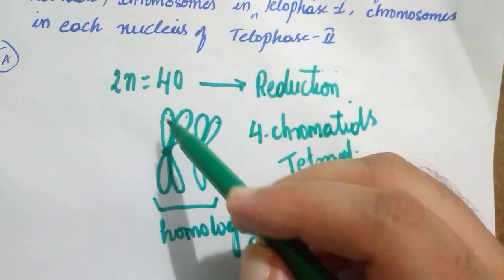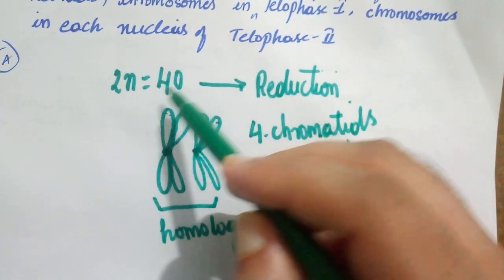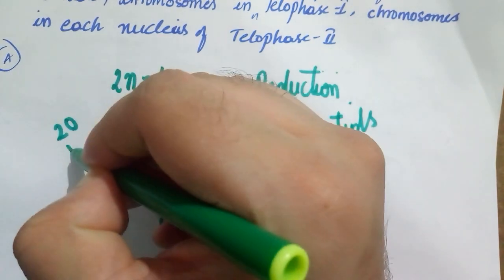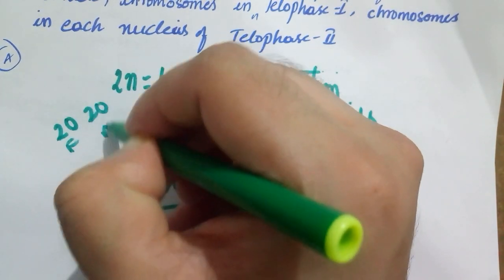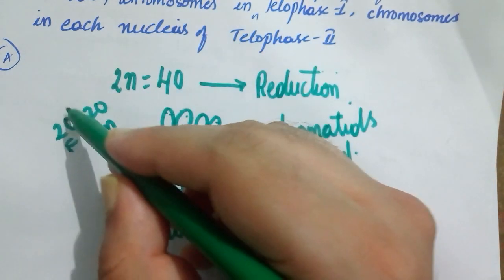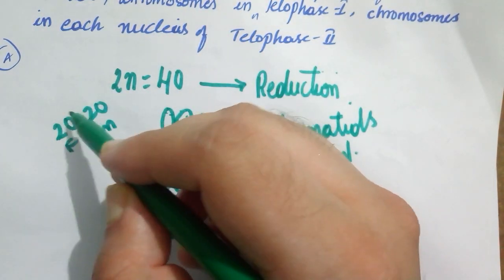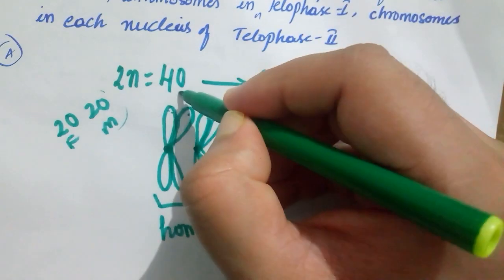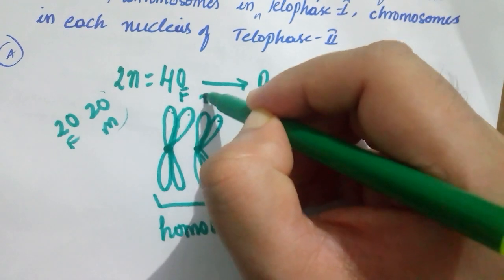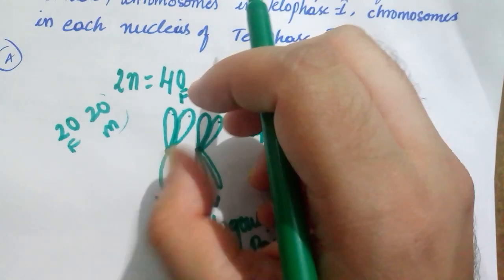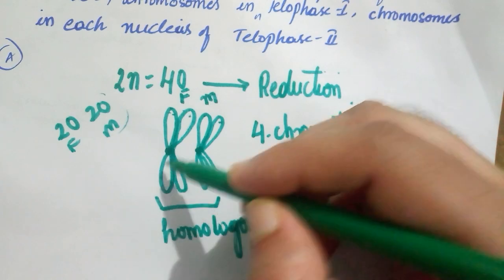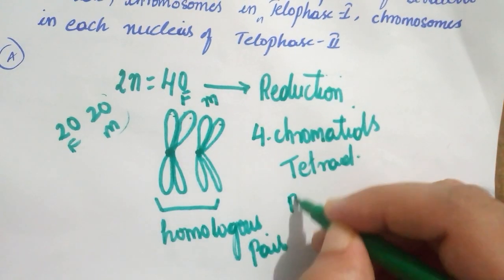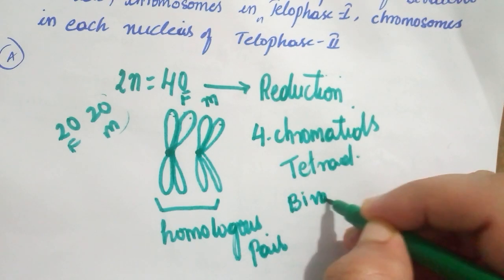So 40 chromosomes means 20 chromosomes will be coming from father and 20 chromosomes will be coming from mother. Correct, now these 20 chromosomes will have their homologous pair in the other 20 chromosomes. So let us take for example, this chromosome has come from father and this chromosome has come from mother. So these two will make a homologous pair. Now this homologous pair is called a bivalent.